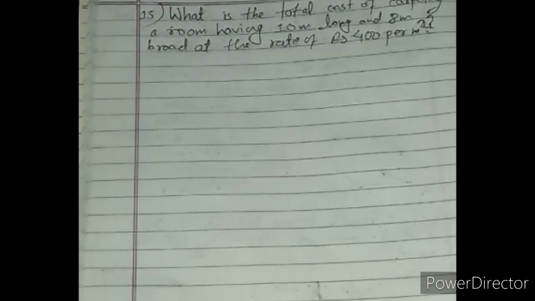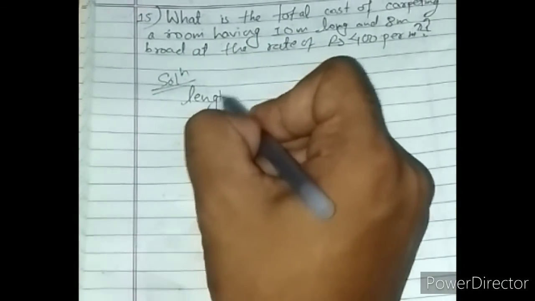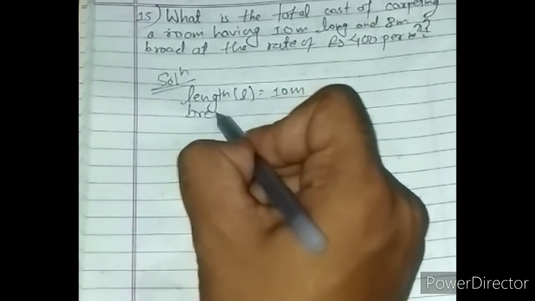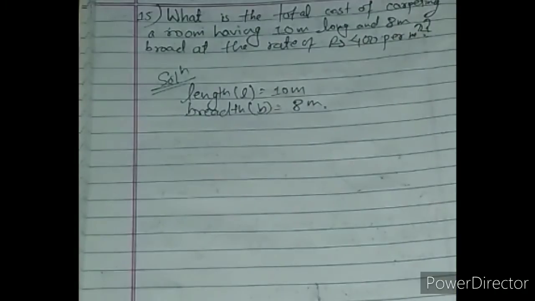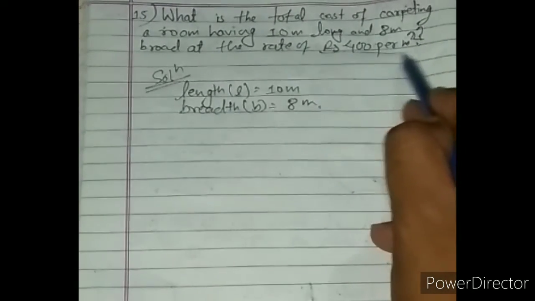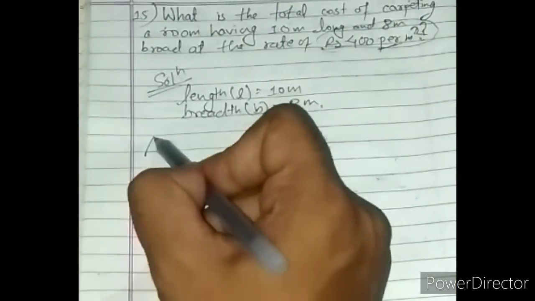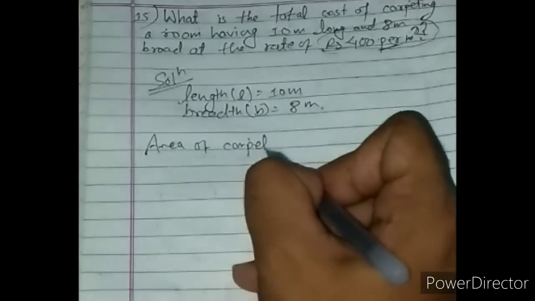What is the total cost of carpeting a room having 10 meter long and 8 meter broad? Here length is given 10 meter, breadth is given 8 meter. Now you have to find the cost of carpeting. Now what is given there? Rate 400 per meter square. Per meter square is given, then we require the area of carpet. How can we find the area of carpet?